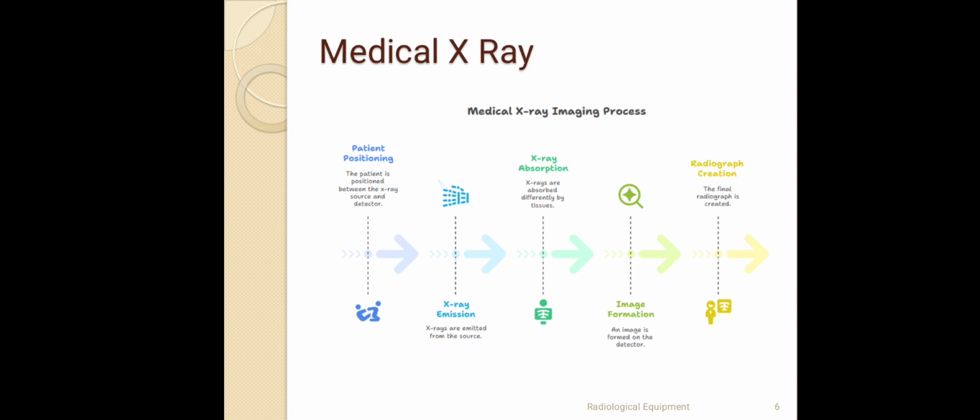Each tissue of the human body has a different absorption capability for X-rays. According to the tissue's nature, the X-rays are absorbed and the remaining X-rays pass through to the detector. So an image is formed on the detector, and finally it creates a radiograph.